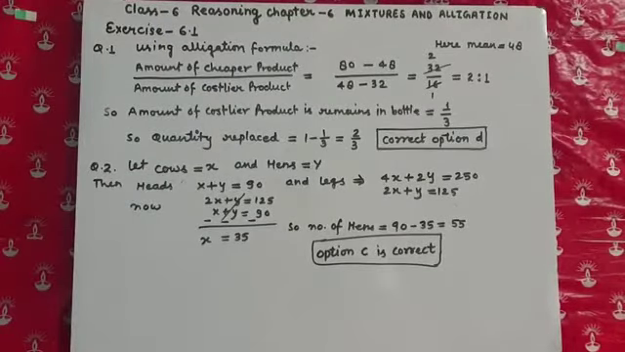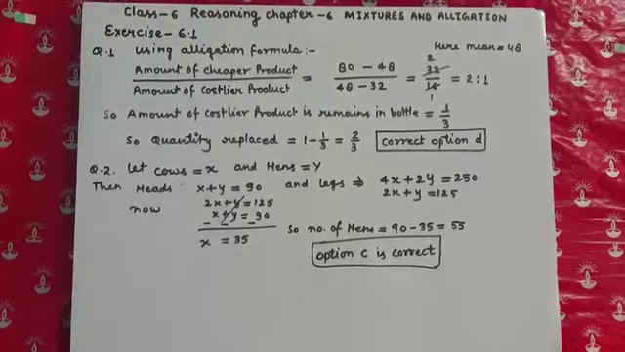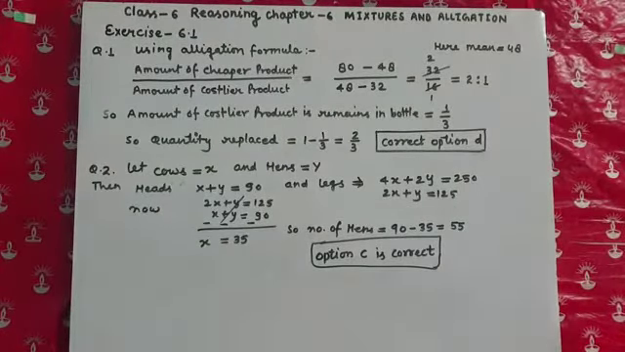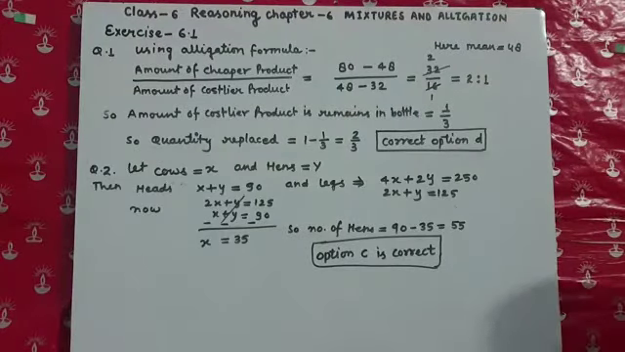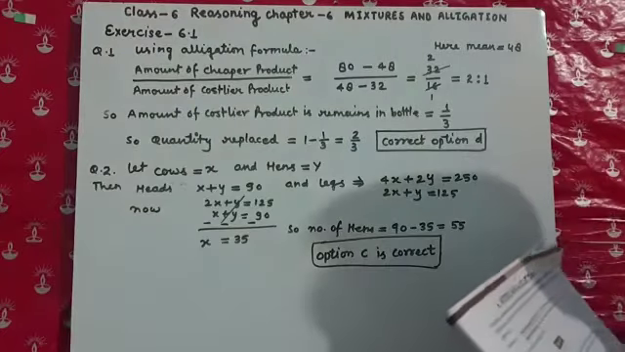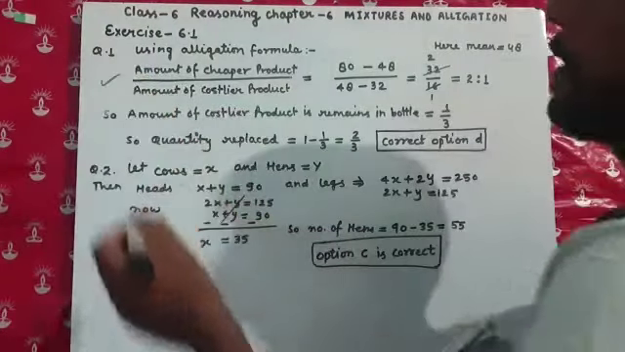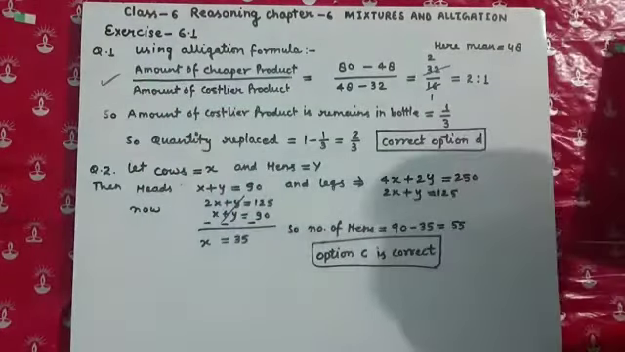Hi students, today I am going to do the class 6 reasoning chapter 6, mixture and alligation. Here I am going to do exercise 6.1. Before going to the first question, I would like to explain the formula that is written on the top of the exercise. Using that formula, I am going to use the alligation formula.